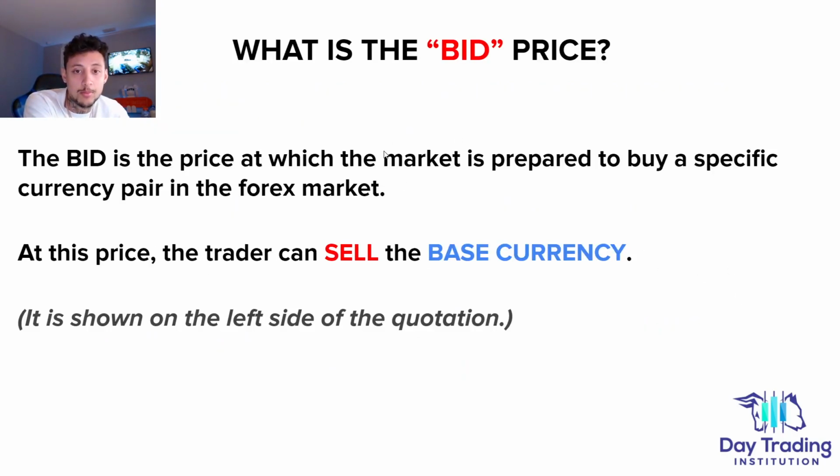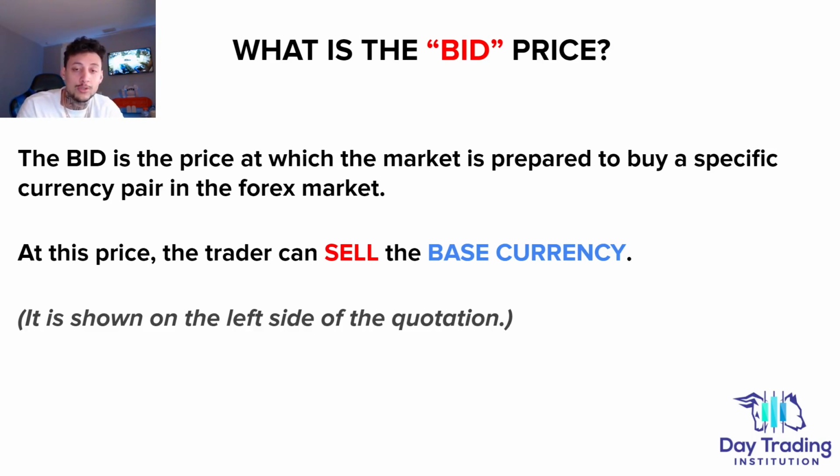Now, what is the bid price? The bid is the price at which the market is prepared to buy a specific currency pair in the Forex market. At this price, the trader can sell the base currency. So the broker is going to offer you a bid and an ask price. Those are the prices you're going to actually get in at.